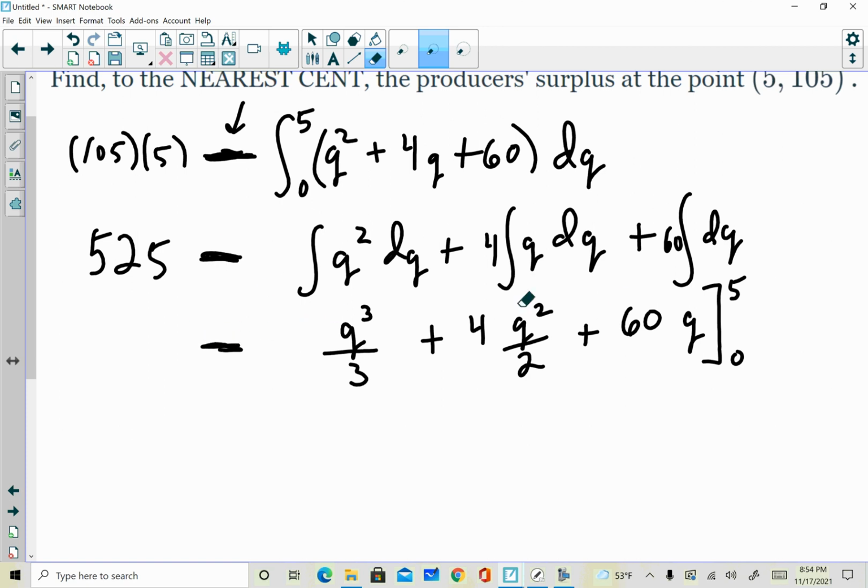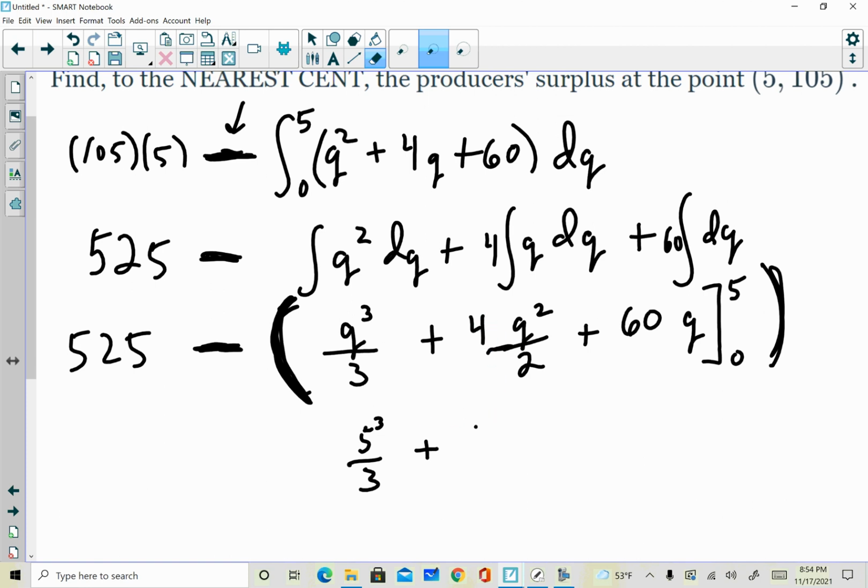So this minus means whatever result we get here, we're going to subtract that. That'll be some number we'll get in a bit. The final answer to this is going to be 525 minus whatever number we get here. And what we do here is replace every q with 5. So 5 to the third over 3 plus, here we have 4 over 2, so we'll just write 2, replace q with 5. So q squared becomes 5 squared plus 60 times 5. And the other number is 0.